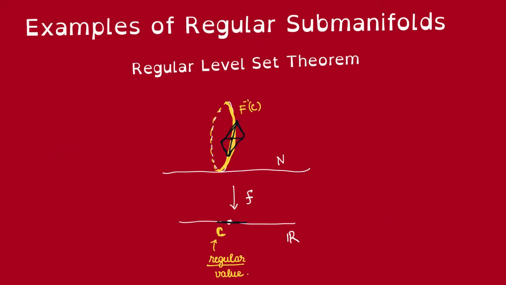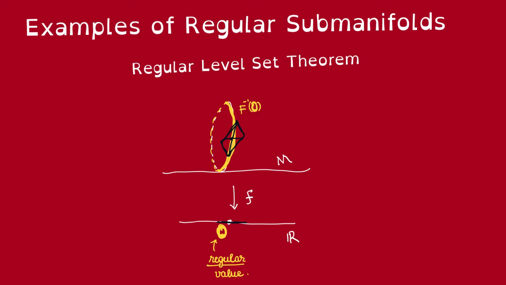Now we will give some examples of regular submanifolds as promised, but first we want to make a remark. If we apply the regular level set theorem that we just talked about in the previous video to the case when the smooth function f is from our manifold M to the real numbers, so it's a smooth real valued function on M, then by translation by c, we can just assume that this is the fiber over 0.